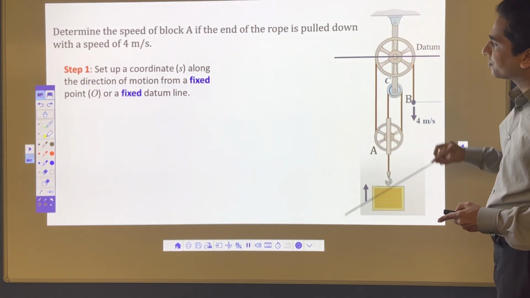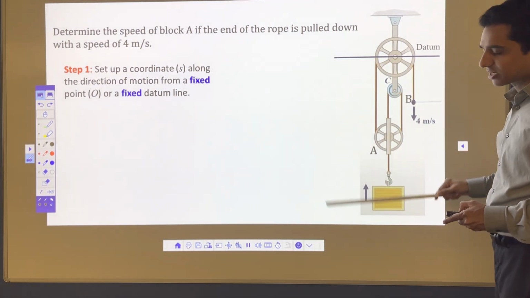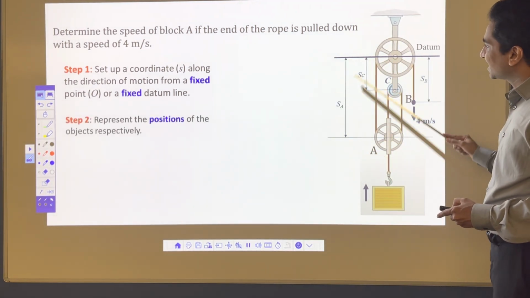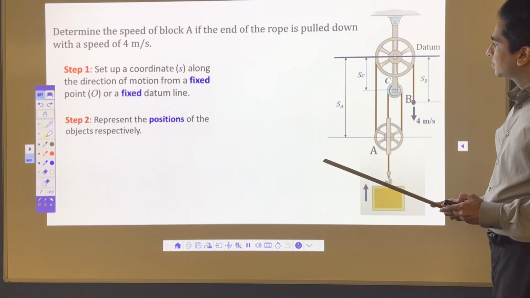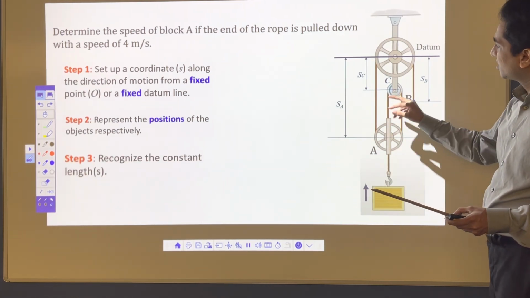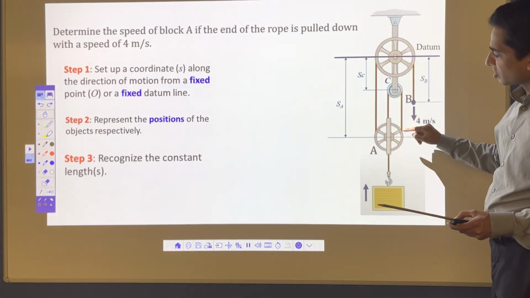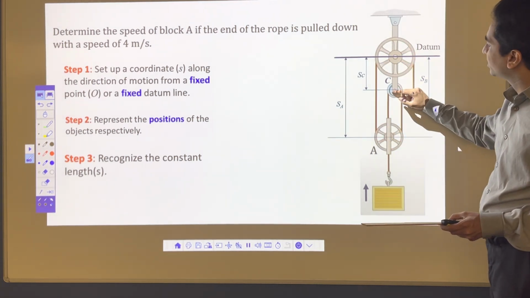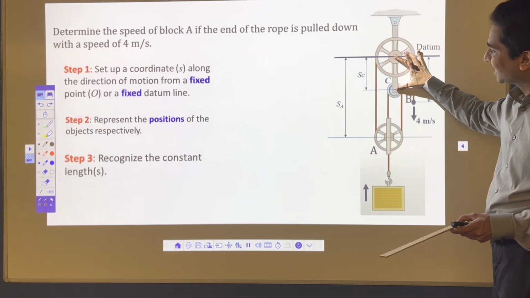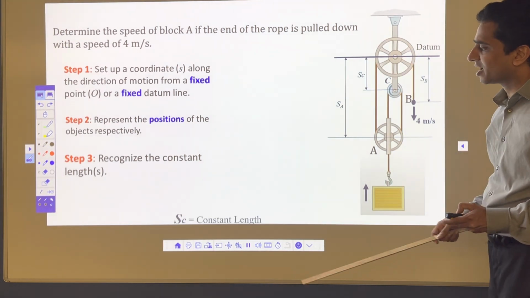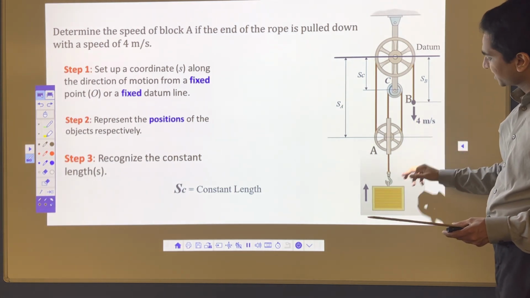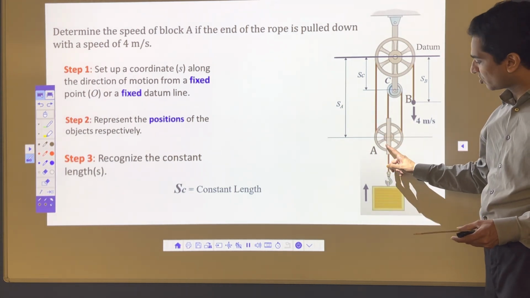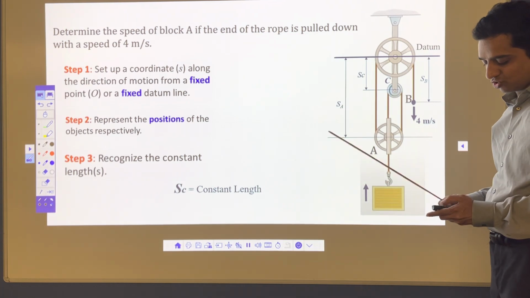Select a datum for this problem. Once you select a datum, mark the position. That's your step 2: SA, SB, SC. You mark the position, and then you recognize the constant length. So here, this length is constant, this length is constant. For this particular problem, this point C is connected to this pulley, so this length SC is going to be constant. So keep that in mind, SC is constant. Our objective: B is coming down with 4 meters per second, A is going upward. We're going to find out how fast A is going to go upward.